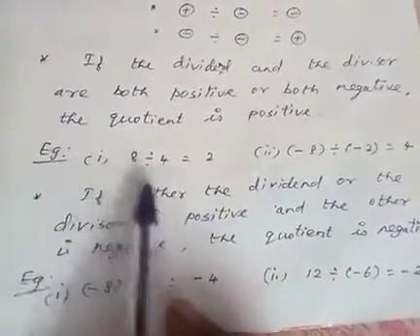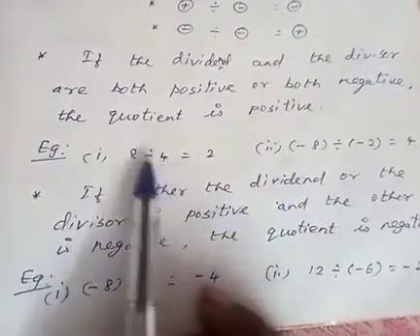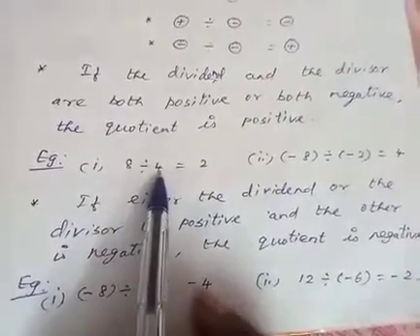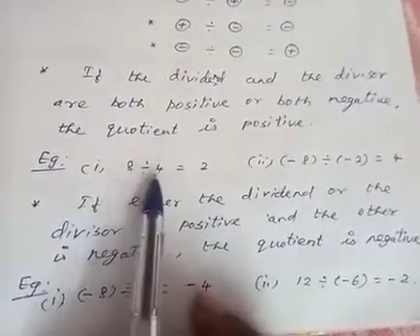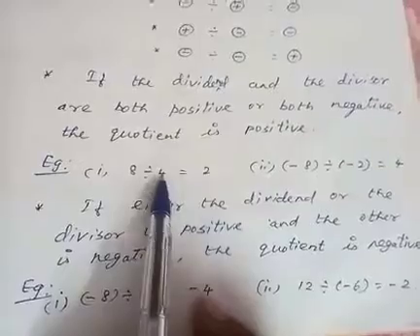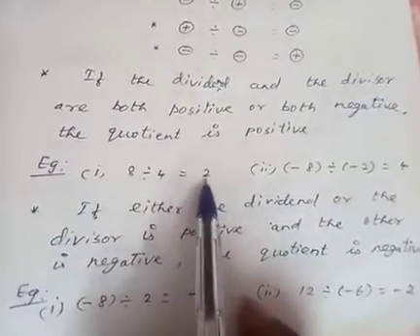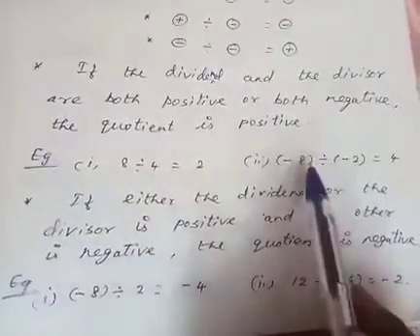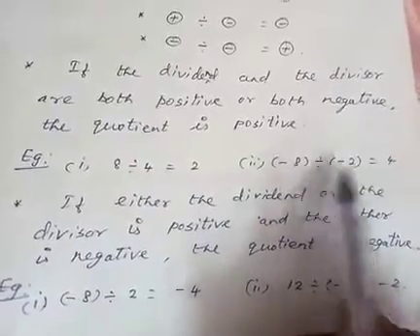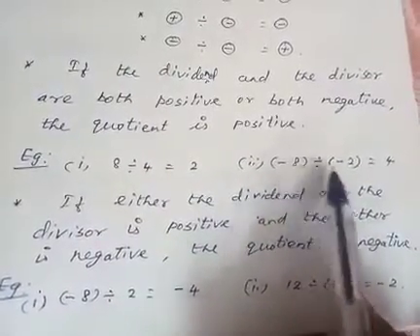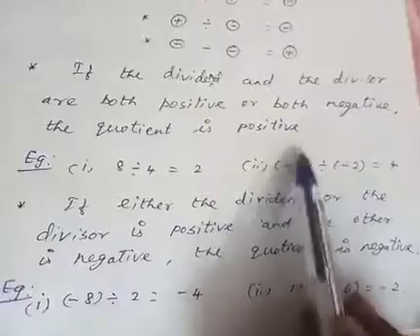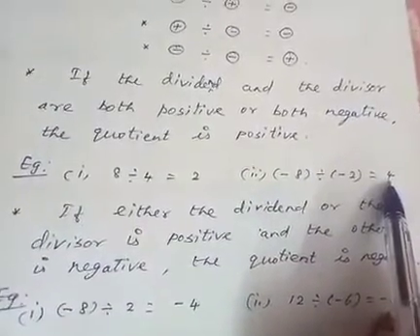For example, 8 divided by 4. So 8 is a positive integer, 4 is a positive integer. So the dividend and the divisor both are positive. The quotient is positive. Then one more example, minus 8 divided by minus 2. So the dividend and divisor both have the same sign. So the quotient is positive.